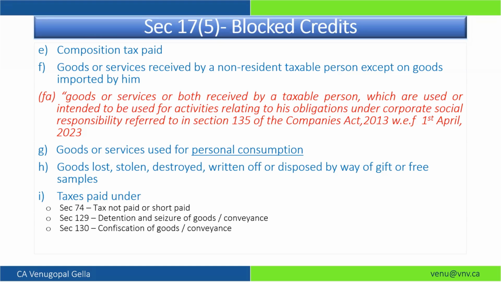Similar is the case under Section 129, which is detention and seizure of goods or conveyance, or Section 130, confiscation of goods or conveyance. These basically deal with cases where there is a fraud or an intention to evade tax. Under such circumstances, you can't avail ITC.